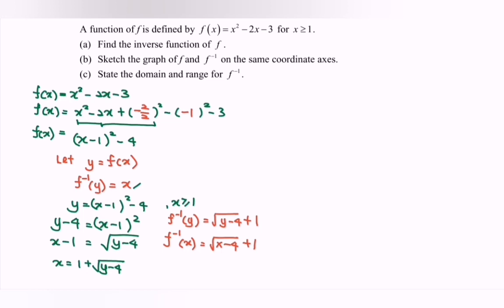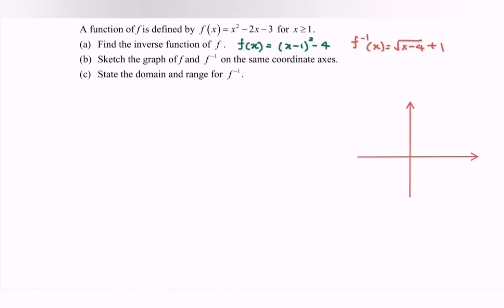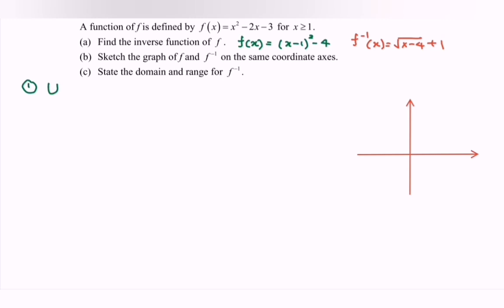Next, sketch the graph for the function f and f inverse on the same axis. So now we are going to sketch the graph for function f(x). Step number 1 is to determine the shape. Here the coefficient of x² is positive 1, or we can say a is greater than 0. The shape will be a U shape.